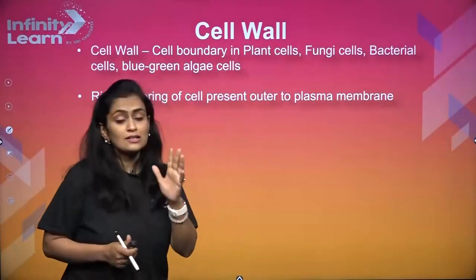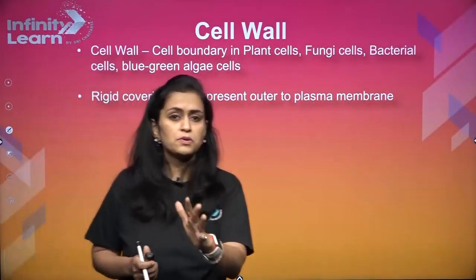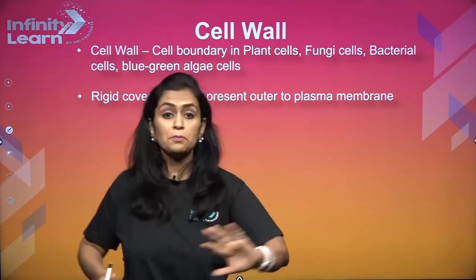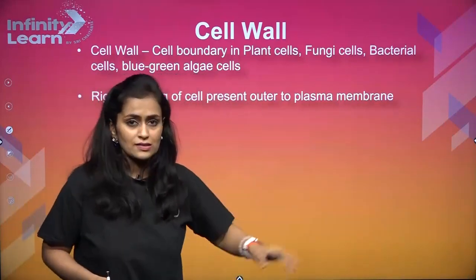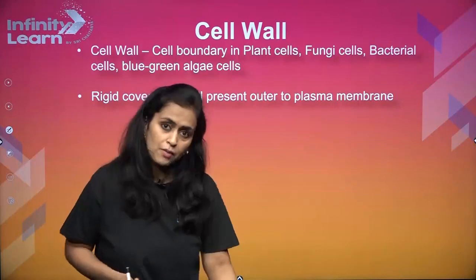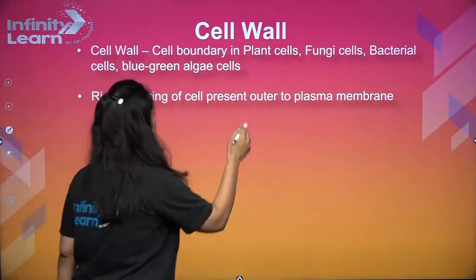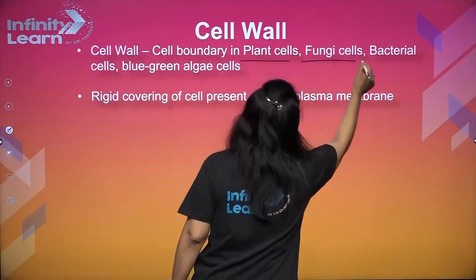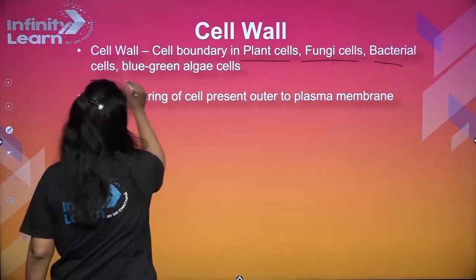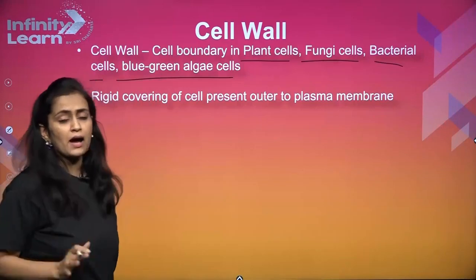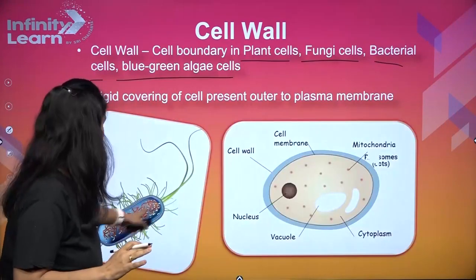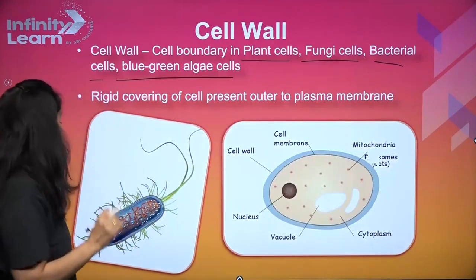Now, what are the other organisms that possess the cell wall? It's not that only plants have cell wall. The other organisms like fungi, bacteria, algae, and plants again. The plant cells, fungi cells, bacterial cells, the blue-green algae cells, all of them have the cell wall present over there, right?